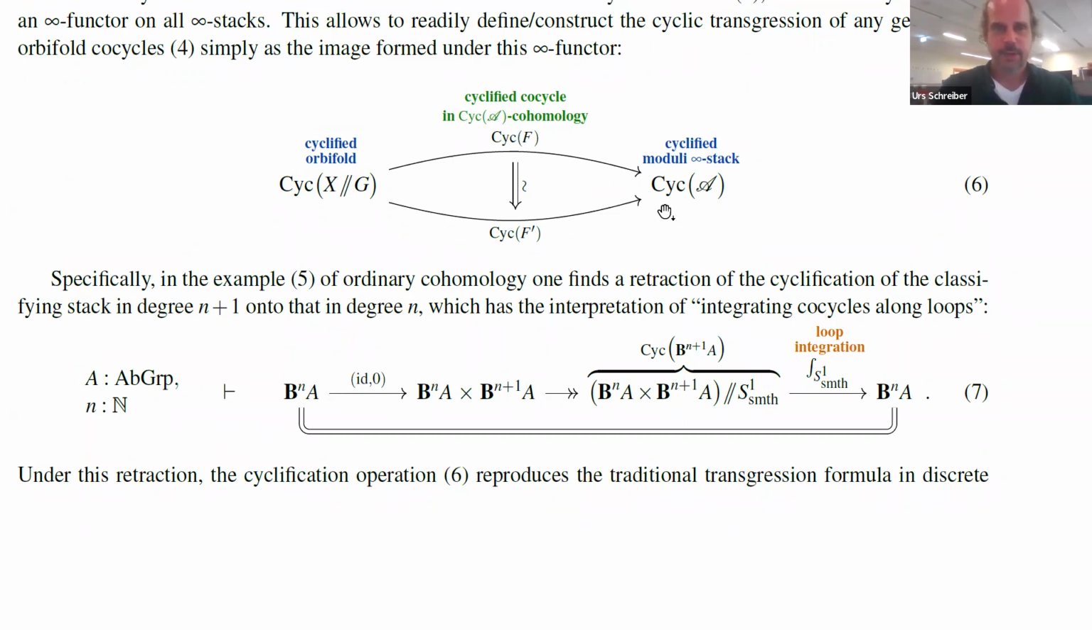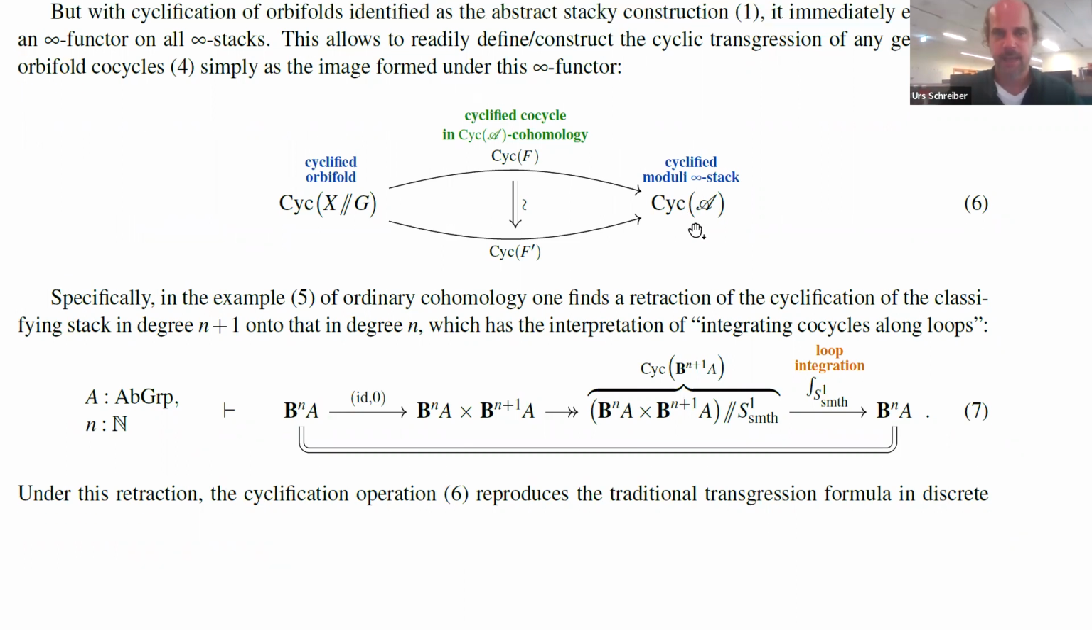Okay, so this is an abstract construction. Here comes one not completely abstract ingredient, which one needs to fit in, which is a very cool fact. It serves also as a good example for what the cyclified moduli stacks can be. Let's consider this for the case we just had above, where A is the n-fold delooping of an ordinary discrete abelian group.